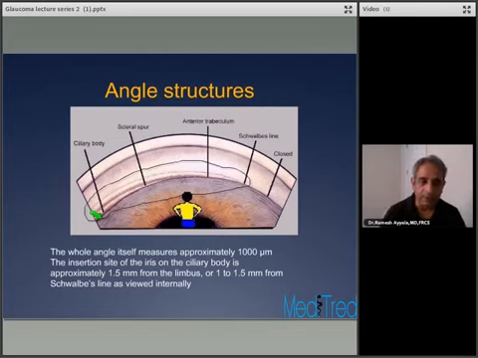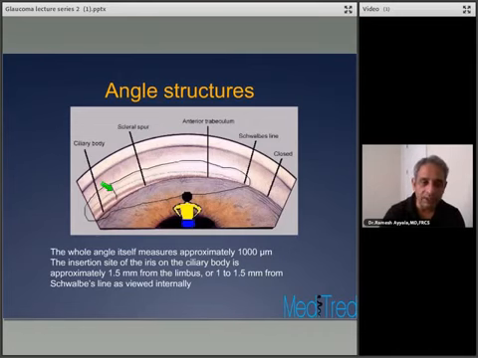The insertion site of the iris on the ciliary body is approximately 1.5 millimeters from the limbus, or 1.5 millimeters from the Schwalbe's line as viewed internally. So if you look at the insertion of the iris on the ciliary body, there's the root of the iris. It's approximately 1.5 millimeters from the limbus, or 1.5 millimeters from the Schwalbe's line. Both ways, it's roughly equidistant.